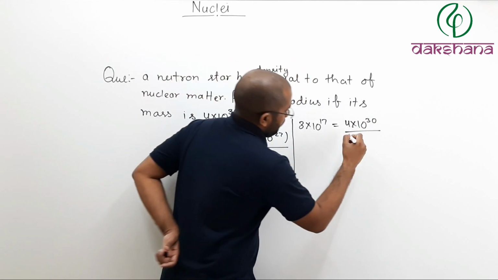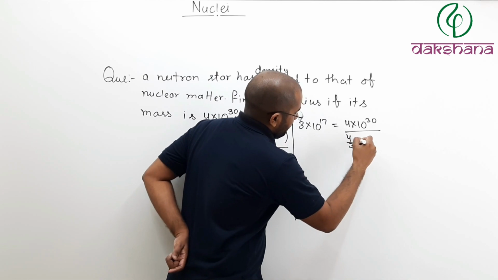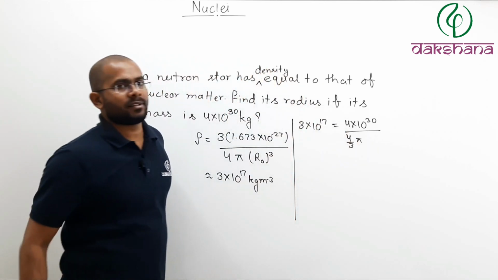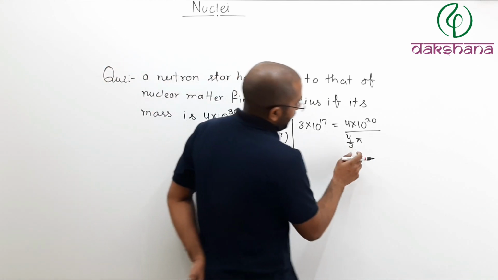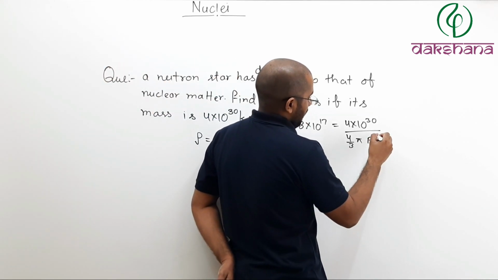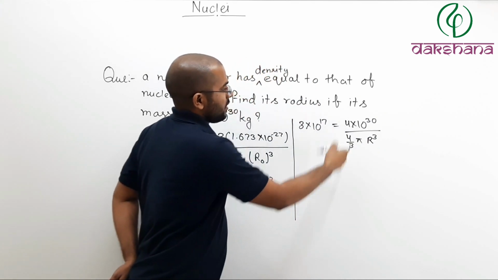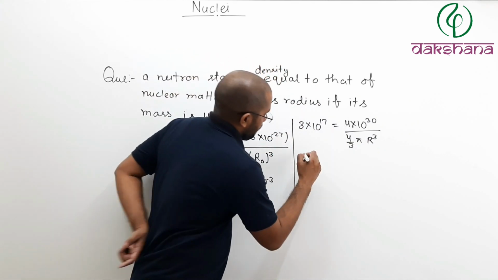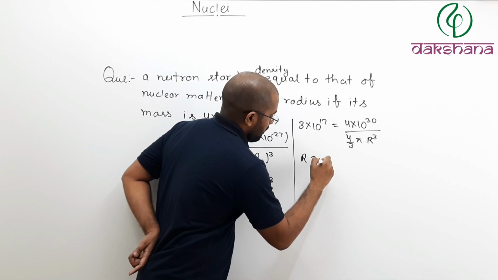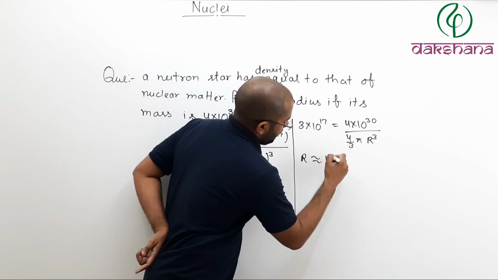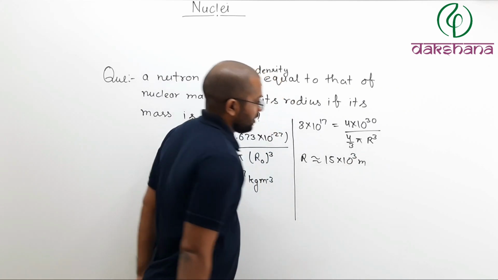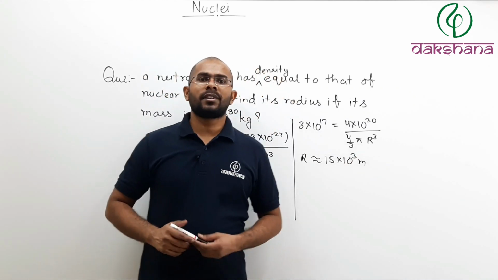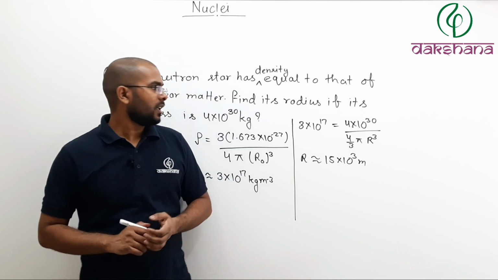What is volume? 4 by 3 pi r cube, because they are asking radius. So I am assuming it to be spherical in shape. Now you cancel 4 and you cancel. So when you solve, radius will come out to be approximately 15 into 10 to the power 3 meter. So that is around 15 kilometer.